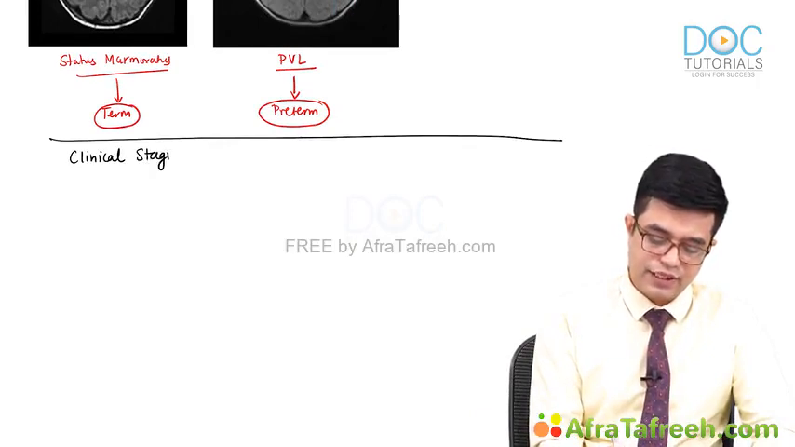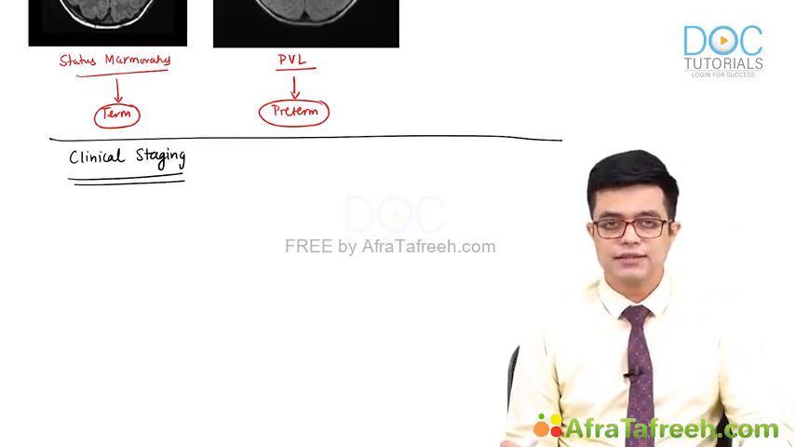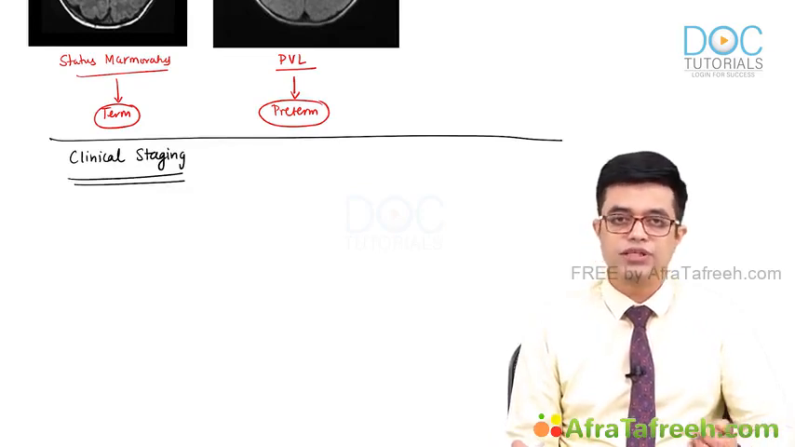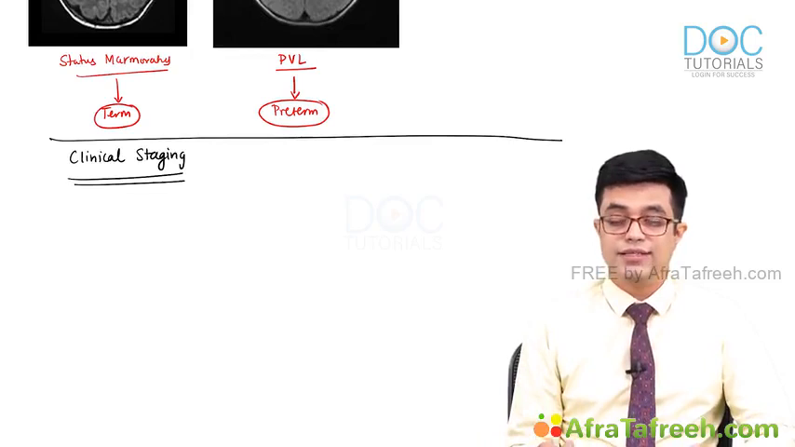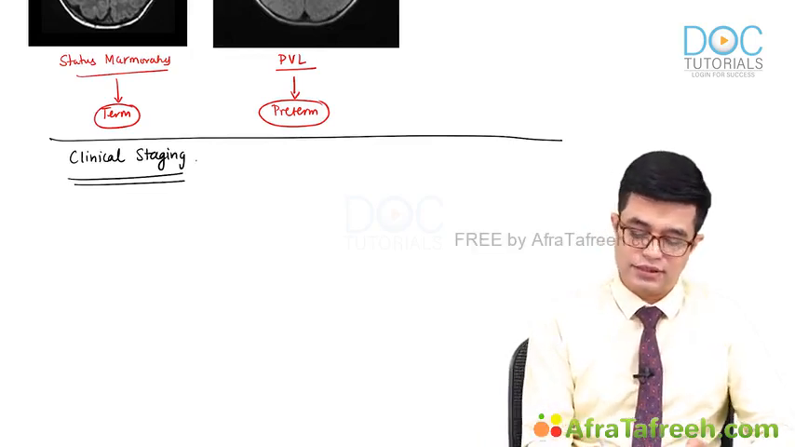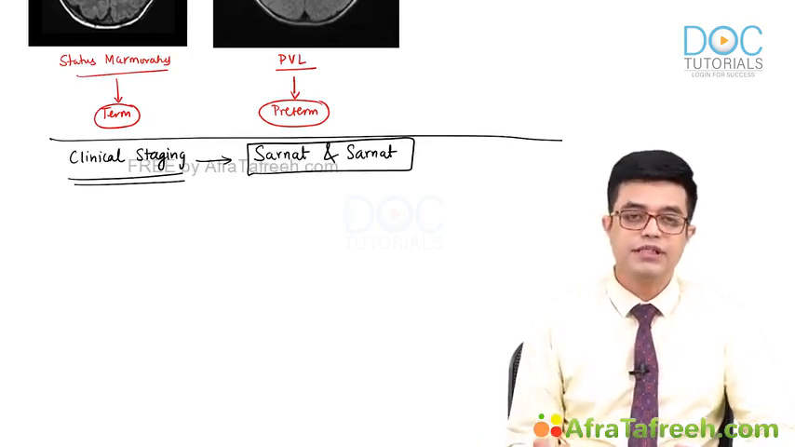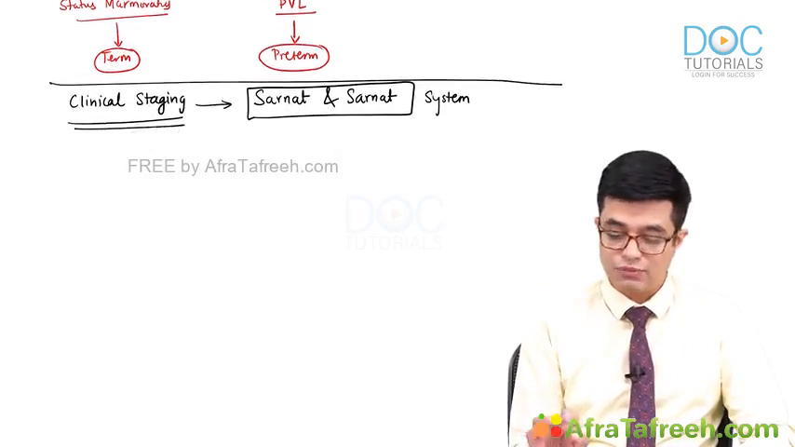Clinical staging, now there are 2 types of staging systems which are followed. One is the 11A staging system which is now discarded. It is no longer used. It is mentioned in OP Ghai, but no questions are asked from that because clinically we don't use it. What we use is the Sarnat and Sarnat stage. This is the staging system which is mentioned in Nelson also, and MCQs in AIIMS entrance and NEET PG exam have been asked on the Sarnat and Sarnat staging system of HIE. So we need to remember this staging system.